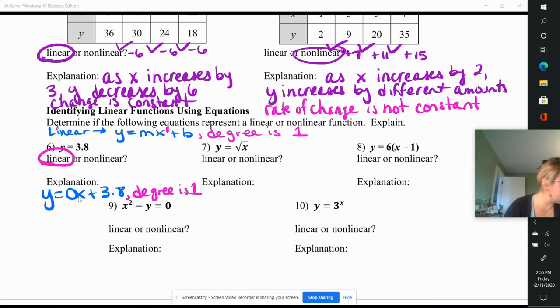Number 7, y equals the square root of x. We can rewrite the square root of x with an exponent of 1/2. So we can rewrite this as x to the 1/2 power, which is the inverse of squaring something, which makes this nonlinear because the degree is not 1. Right, the degree is 1/2.